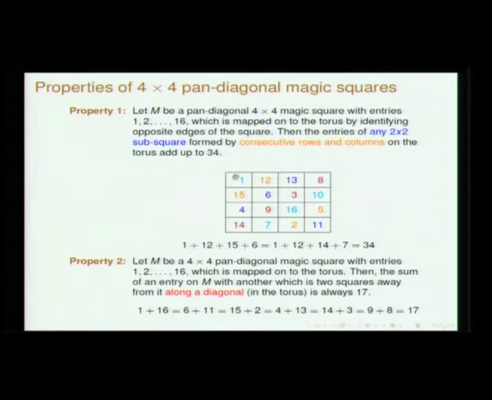You can map this torus also, this 1 and 14 and then 11 and 8. So totally you will have 15, okay. Any of these subsquares will also add up to 34. This is one interesting observation which one has to make. That is a kind of a torus, I would say. This is the first property.